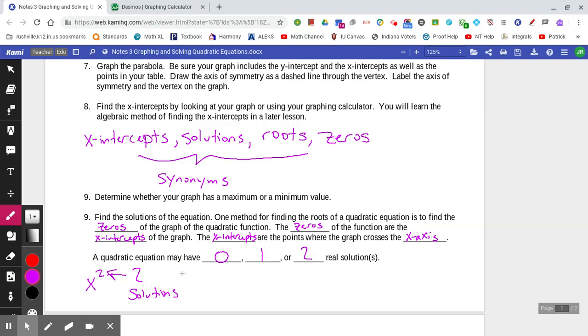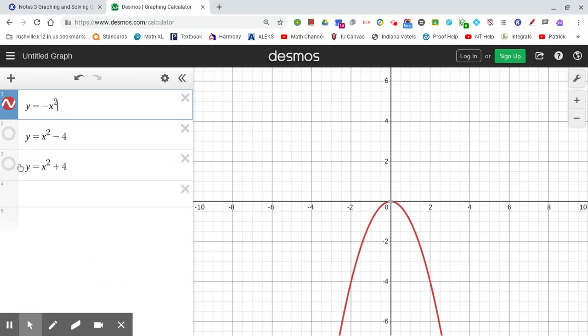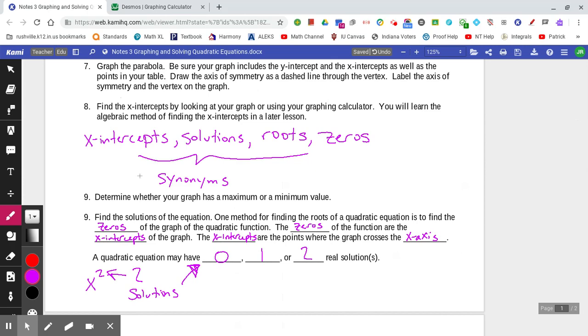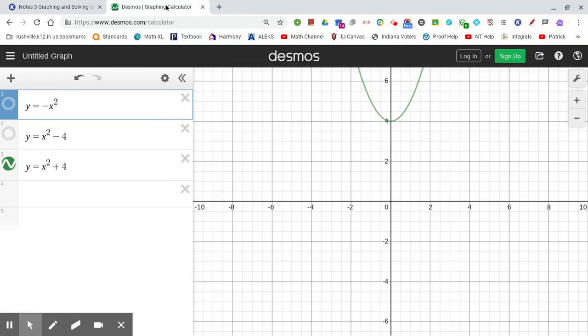Now, what type of solutions are we going to have? Well, we might have 0 real solutions. What that would look like would be something like this on our graph. 0 real solutions would be a graph like this. The reason why this would be 0 real solutions, well, another word for solutions, all of these are synonyms that you need to link together. X-intercepts, roots, zeros, solutions.